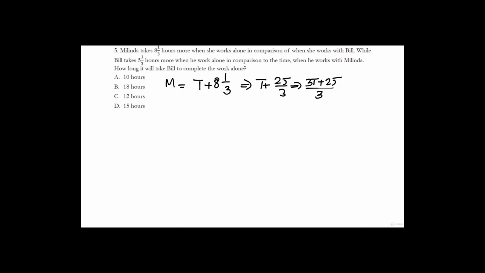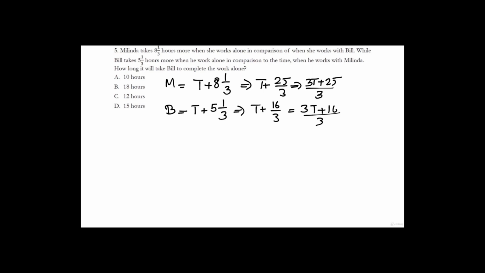Now, Bill takes 5 1/3 hours more than the combined work. Which means it can be reduced to T plus 16/3, which is (3T plus 16) whole divided by 3. And this is the time taken for them to complete one particular work.